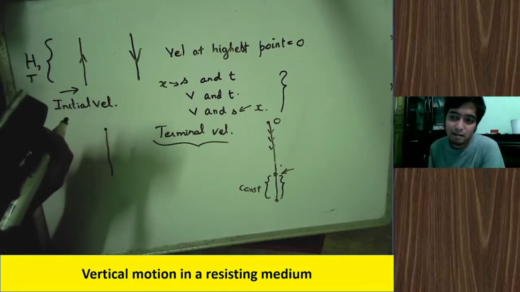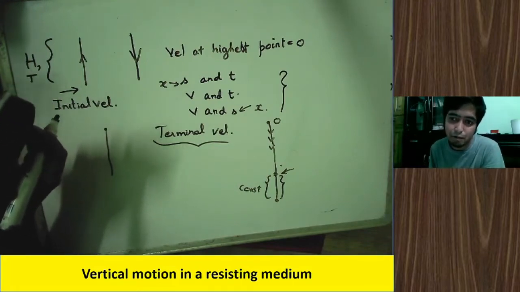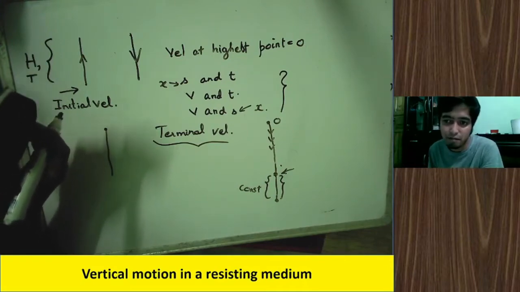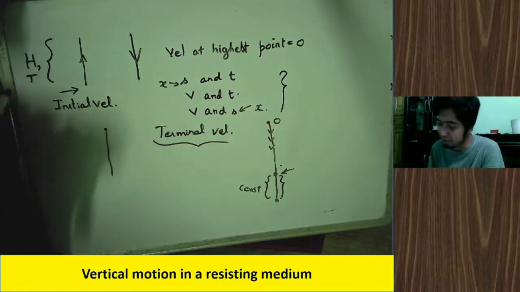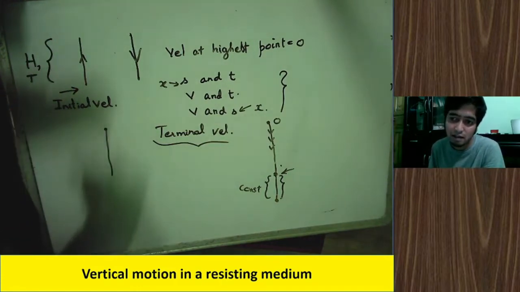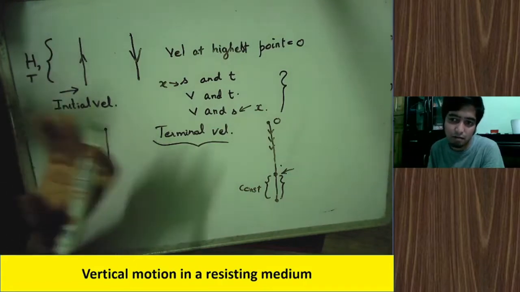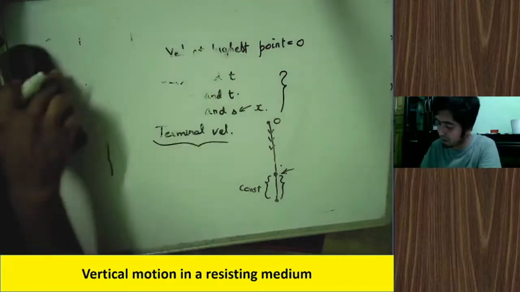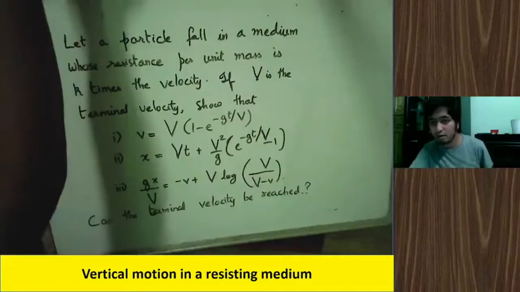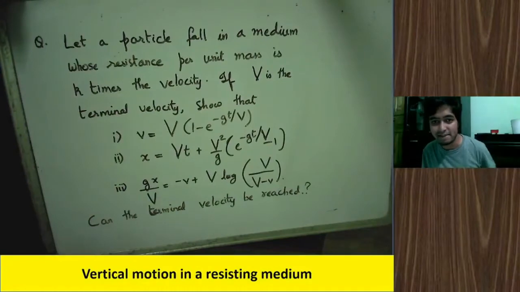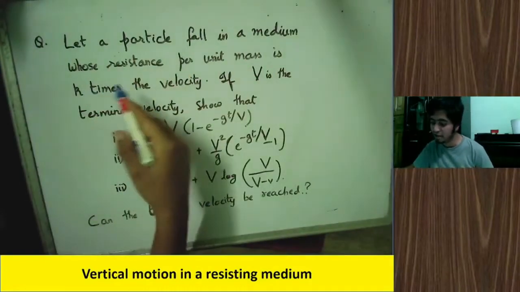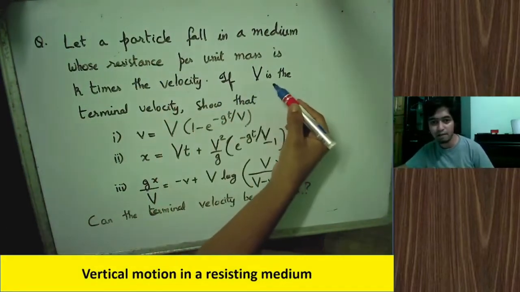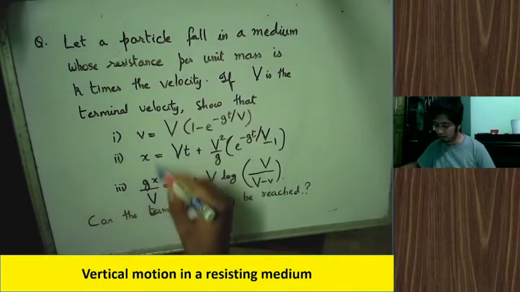The usual method that we will follow is, first, to form the equation of motion. Afterwards, we see whether we will use dv/dt or ds/dt, depending on what we want to find. Now let us try this example. Let a particle fall in a medium whose resistance per unit mass is k times the velocity. If capital V is the terminal velocity, show that all these relations hold.